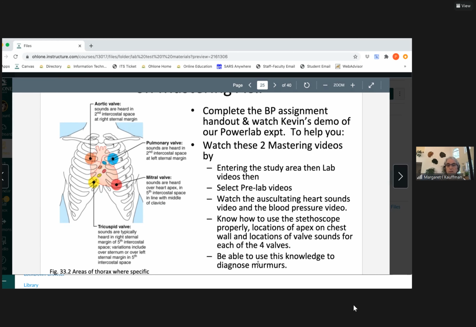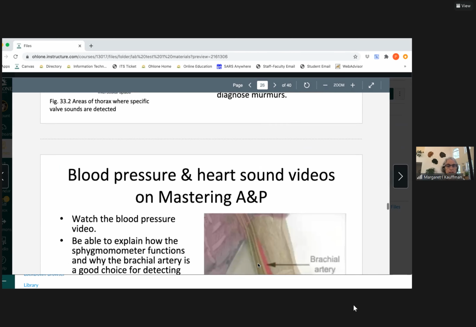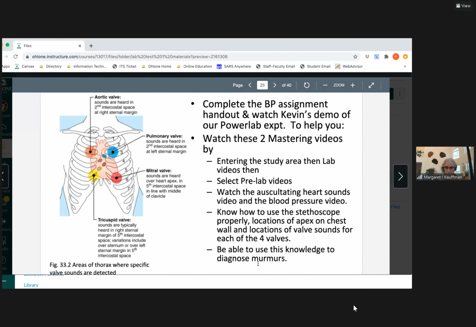What I'm going to be asking you to do is to diagnose murmurs. I don't have anything in the study guide about them, so you'll probably want to take notes. The book does talk about murmurs, and I do give you an example of one in the handout for you to work on.